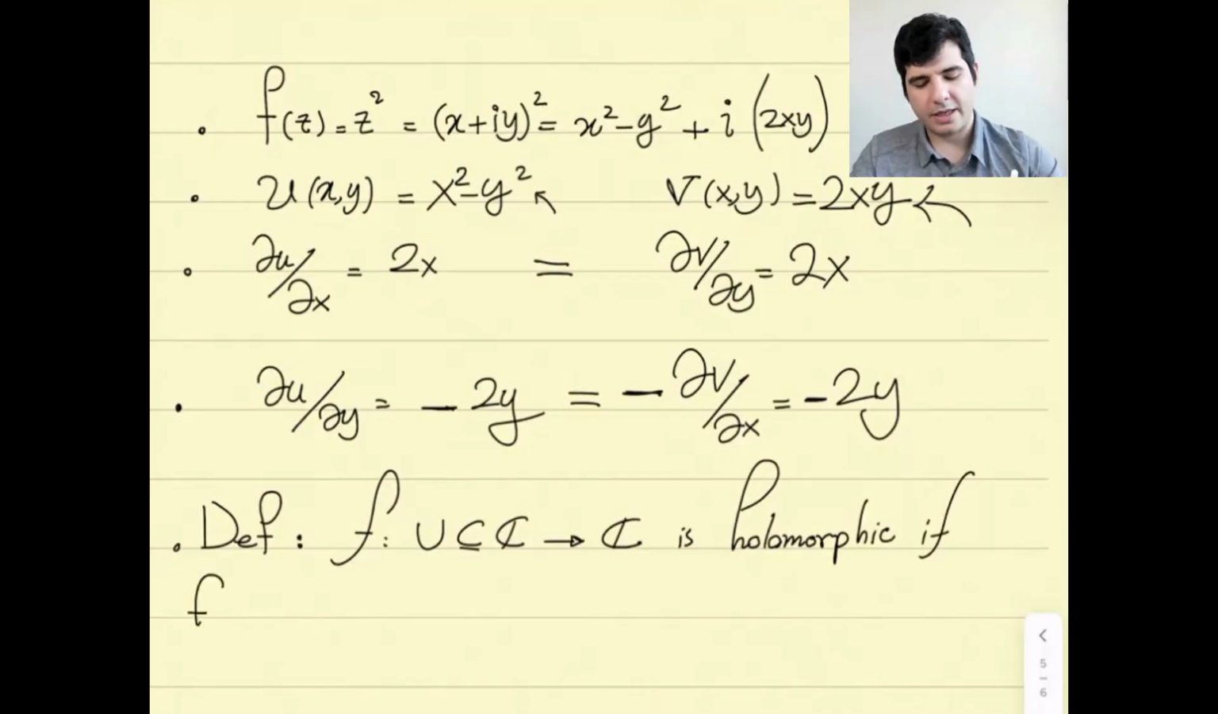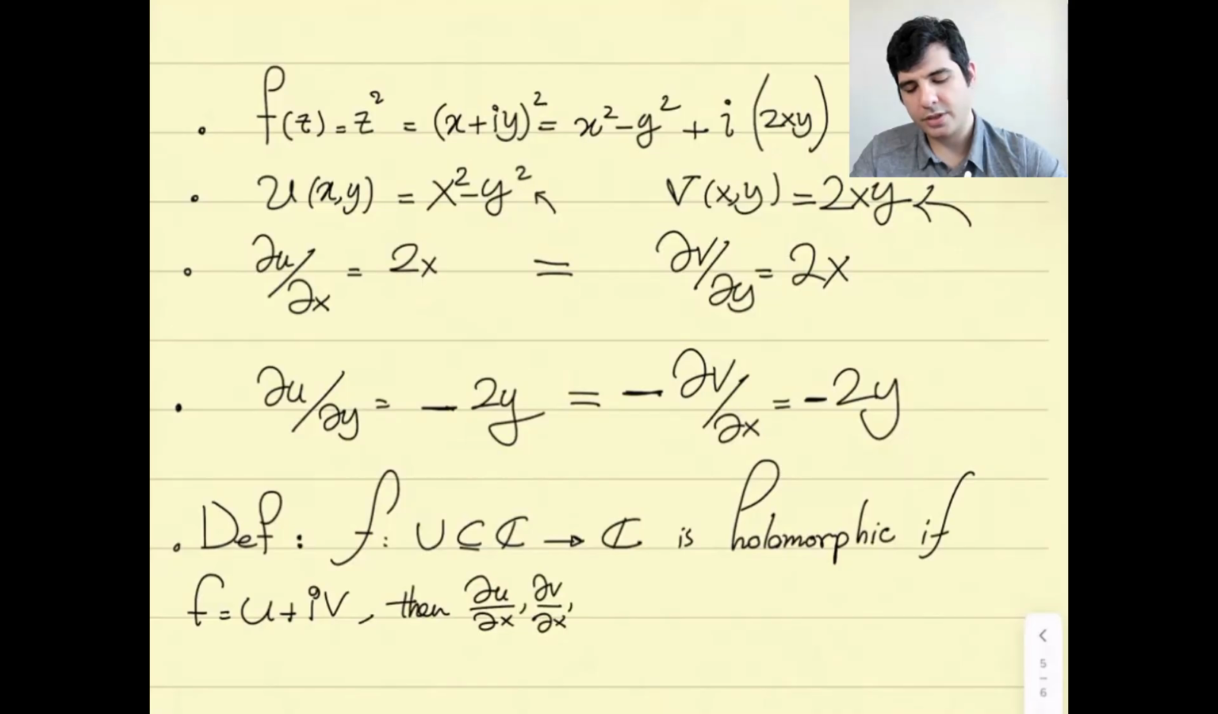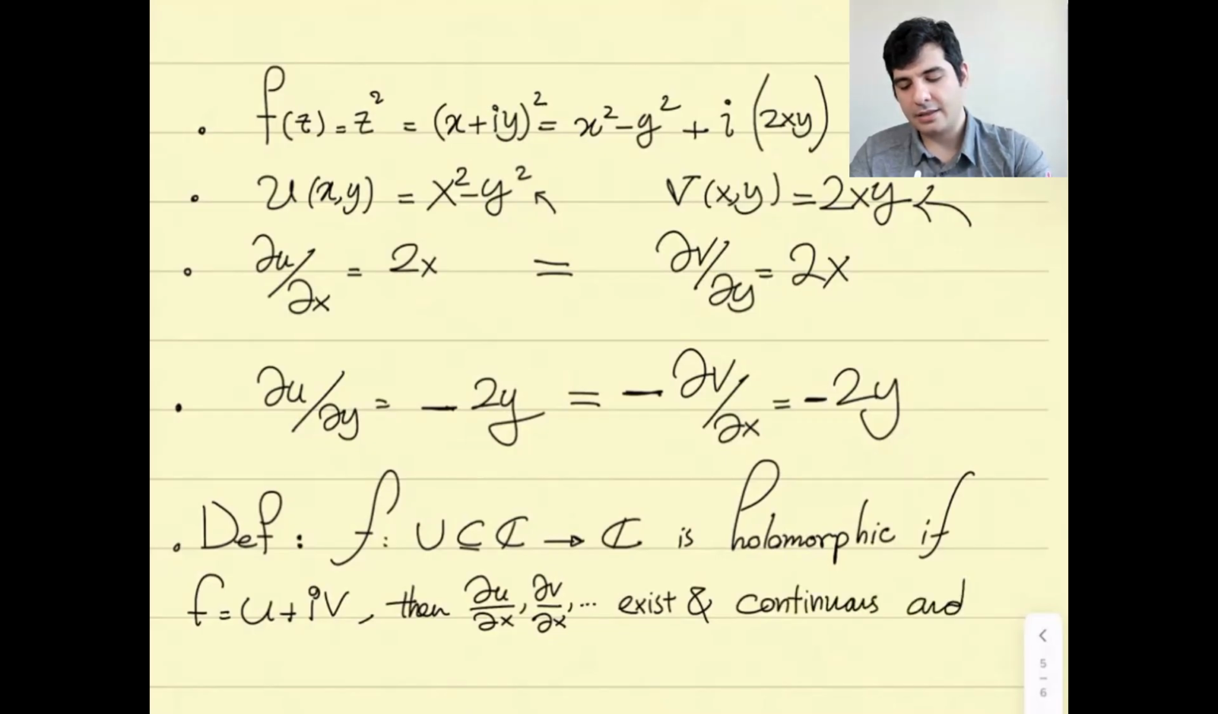If you write f as u plus iv, where u and v are two real valued functions, then the partial derivatives, derivative of u with respect to x, derivative of v with respect to x, derivative of u with respect to y, derivative of v with respect to y, they all exist and they're continuous. That's our definition. And they satisfy the Cauchy-Riemann equations.